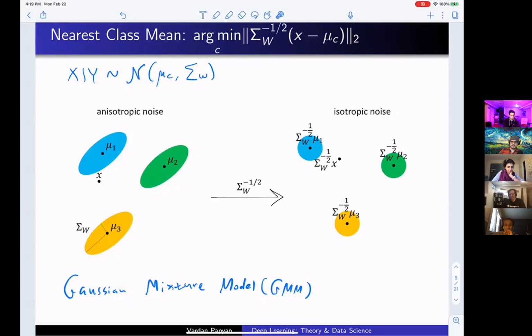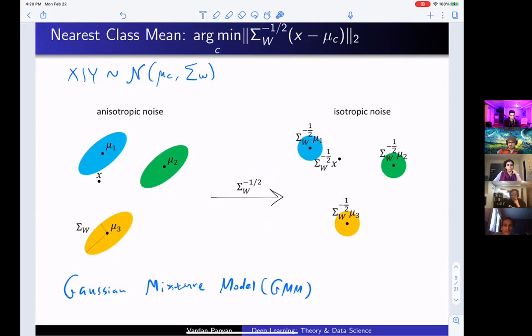Yes, Andrew. And what happens is that if you apply the transformation sigma W minus half, then you're essentially making all of these non-spherical noise distributions spherical, right? After the application of this transformation, all of these anisotropic noises become isotropic noise, right? Do you see why multiplying by this would create isotropic noise?